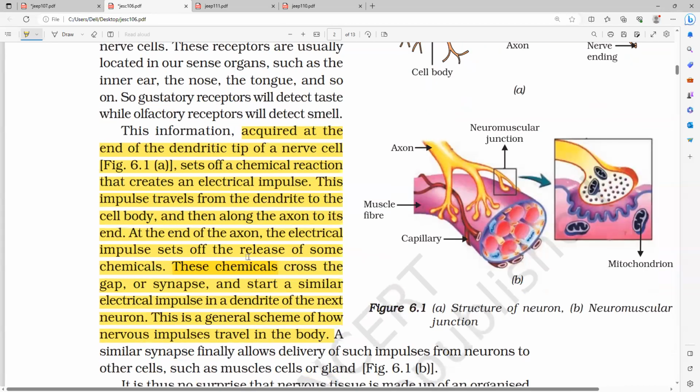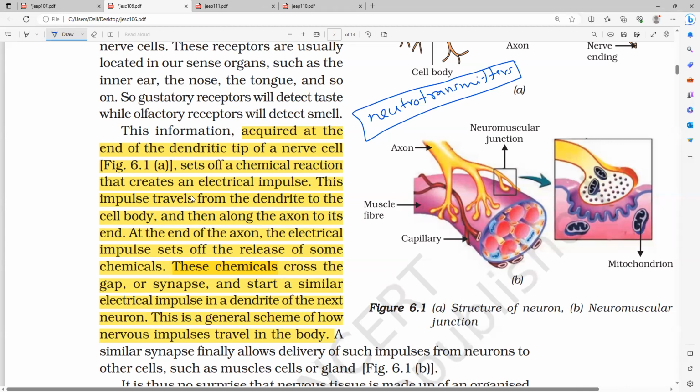For what you have to write, everybody, first you have to write this. When a nerve impulse in the form of electrical signals reaches the axon ending, it will release chemicals. What are those chemicals called? Yesterday also I told you. What is the chemical name? All of you. Neurotransmitters. Understanding? So neurotransmitters.